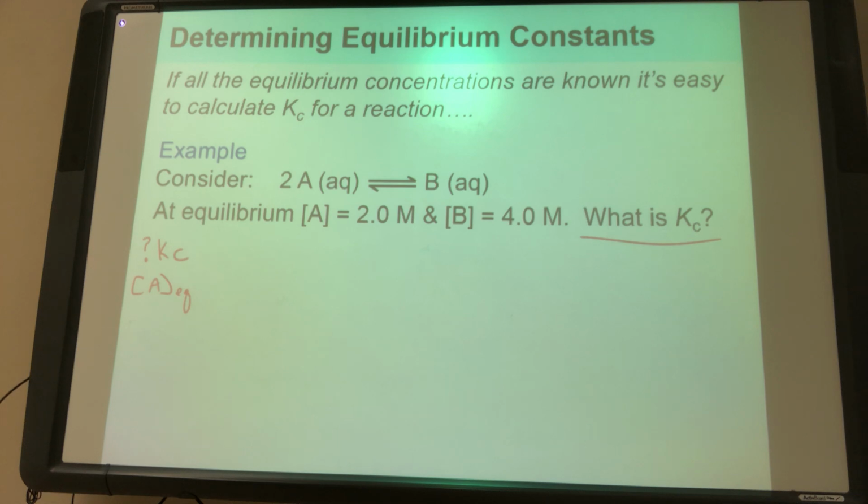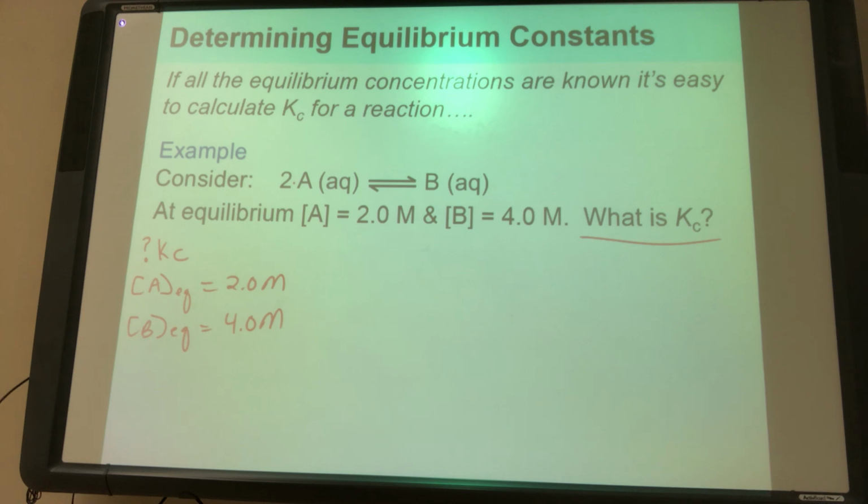So I want you now to start writing it's at equilibrium, because when we start getting more advanced, we're going to get initial and final conditions also. So I want you to start writing if it's initial an I, if it's final an F, and if it's equilibrium just EQ, just so that we can get practice doing that. Okay, B, equilibrium, is 4 molar. All right, and I have my equation.